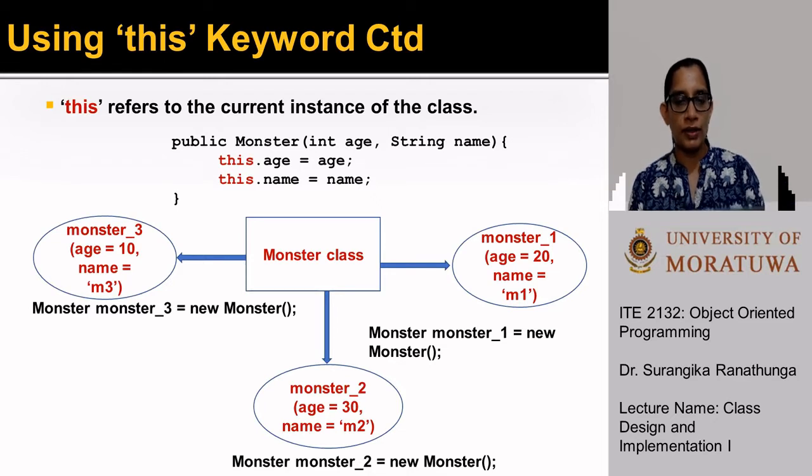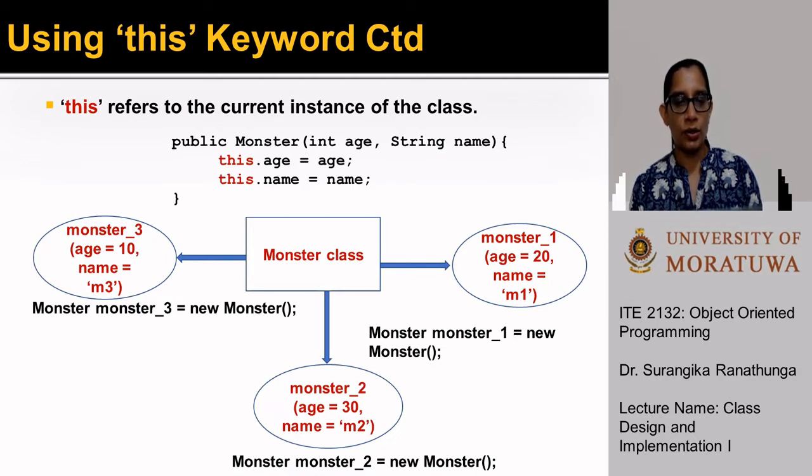If you look at this figure, the idea is more elaborated. In this case, we have a monster class. As we learned last week, we can create different monster objects from this class. We can create any number of objects from this monster class. Here I have created 3 objects, monster 1, monster 2, and monster 3. Monster 1 has age 20 and name M1. Monster 2 has age 30 and name M2. And monster 3 has age 10, name M3.